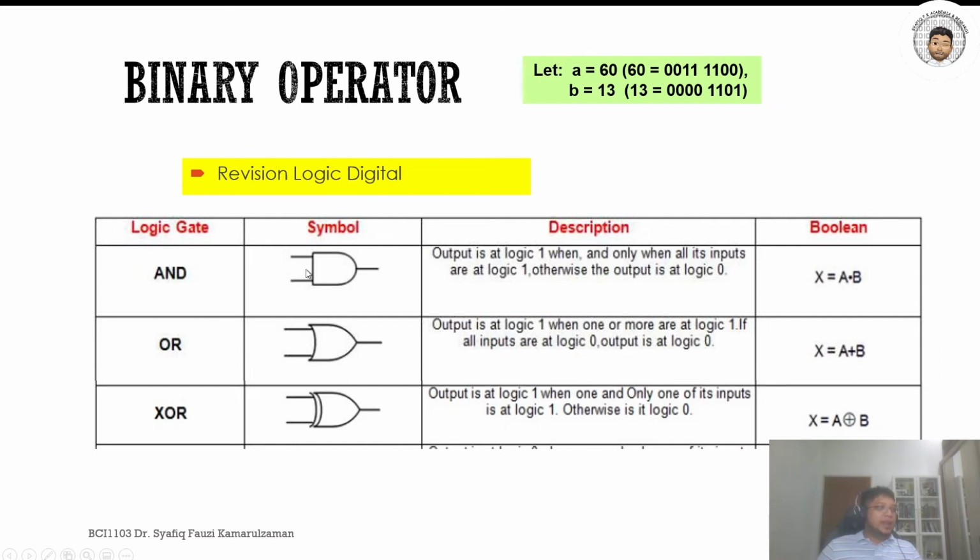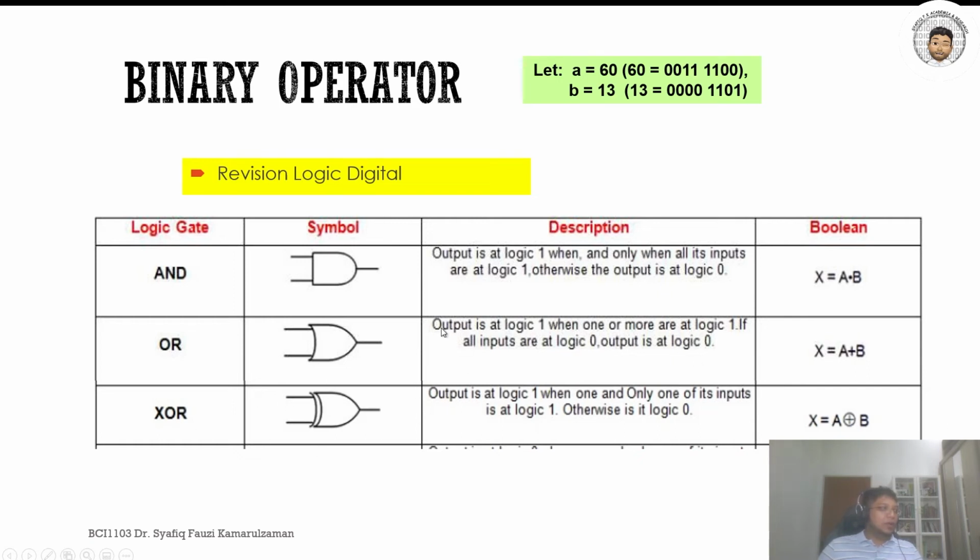For example, for AND gate, when the input is 1 and the other is 1, the answer is 1. If one input is 1 and the other input is 0, the answer is always 0. And OR is if one of the inputs is 1, the output will be 1. If both of them are 0, the output is 0. And XOR is when the output of the logic is 1 only when one of its inputs is 1. Otherwise it's 0. If it's the same, like 0 0 becomes 0, 1 1 becomes 0, 0 1 and 1 0 become 1.